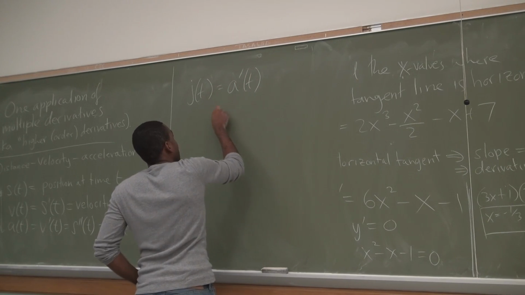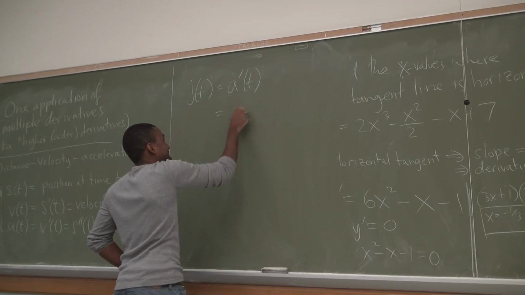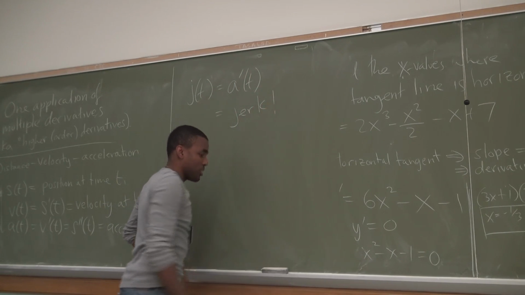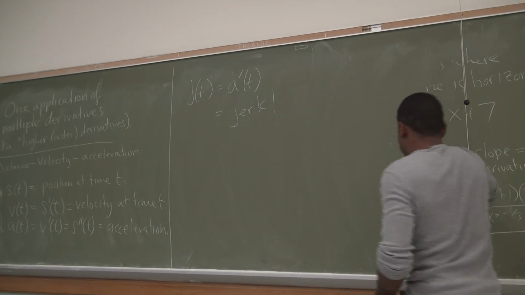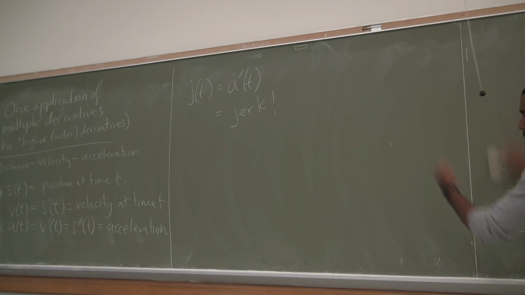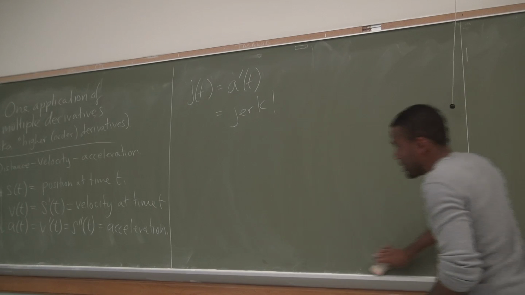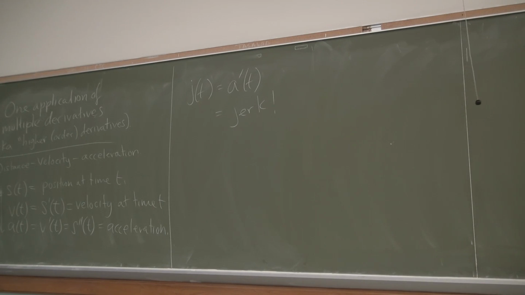Anyone know what that is called? Jerk. It's called a jerk. For mathematics it's just the third derivative, but you mostly see that in physics. So the third derivative of position is called the jerk. We're not going to use it, I just thought that was nice.